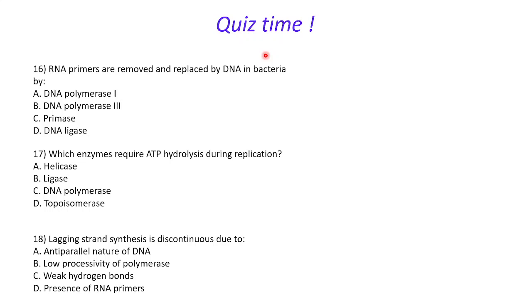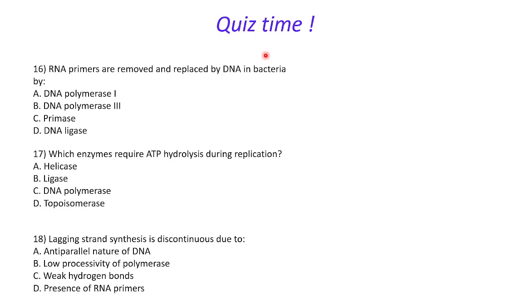17. Which enzyme requires ATP hydrolysis during replication? So which enzyme requires ATP hydrolysis? Yes, helicase. So helicase unwinds the DNA double helix, which requires a supply of energy in the form of ATP. So it consumes energy to unwind the double helix.